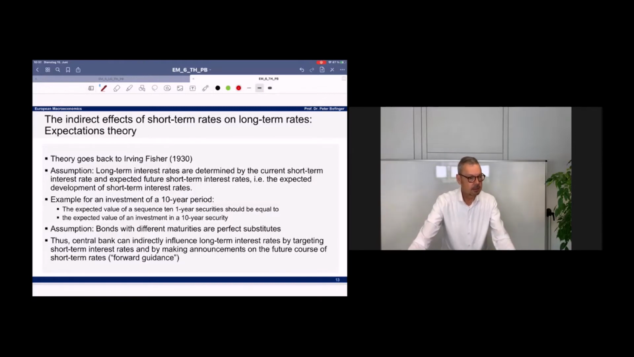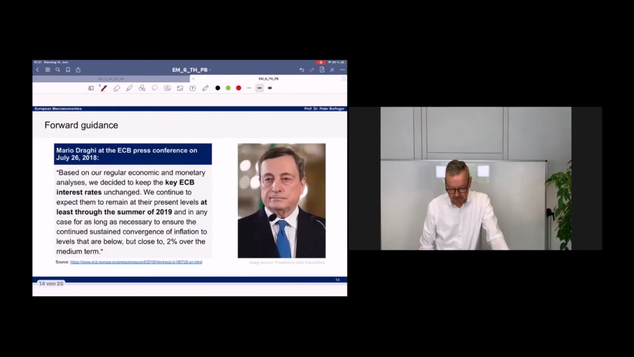And this is an instrument that has become quite attractive for central banks. It's already an instrument, one can say, of unconventional policy. It's the so-called forward guidance. By forward guidance, central bankers make announcements on their intentions about the course of short-term interest rates, let's say for the next 12 or 24 months. And with this, of course, you can then have an influence via the expectation theory also on longer-term interest rates.